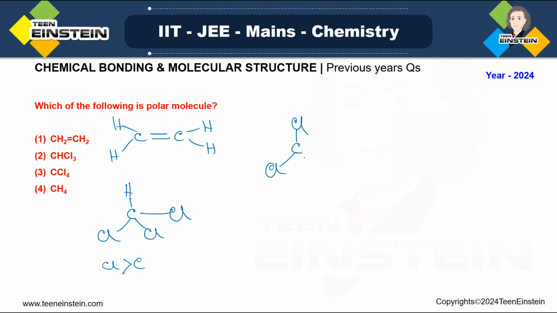But why not consider the other two as polar? Now CCl4, where even this hydrogen is also replaced by Cl, so all the bonds are equivalent, so they cancel each other, and overall there will be no dipole moment. The same is also applicable for methane, because that is also tetrahedral. So the correct option is CHCl3. This is an easier question compared to other questions.